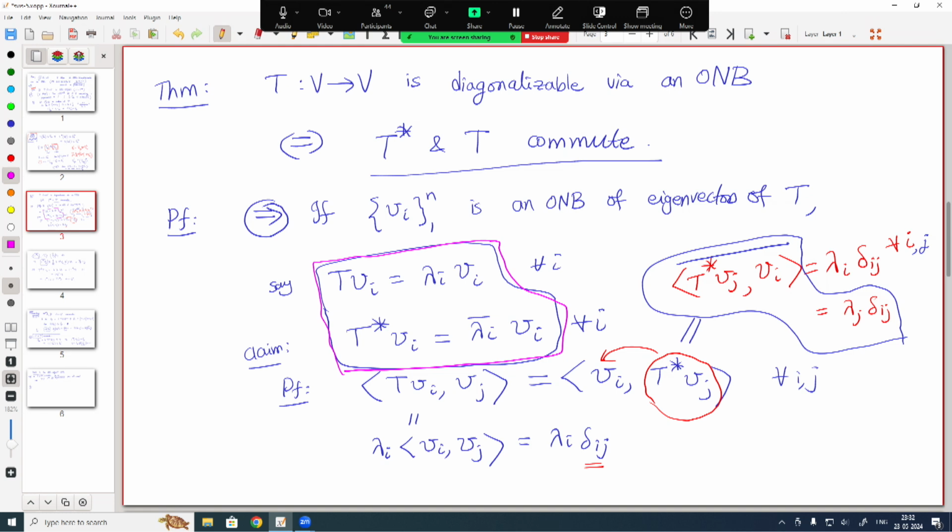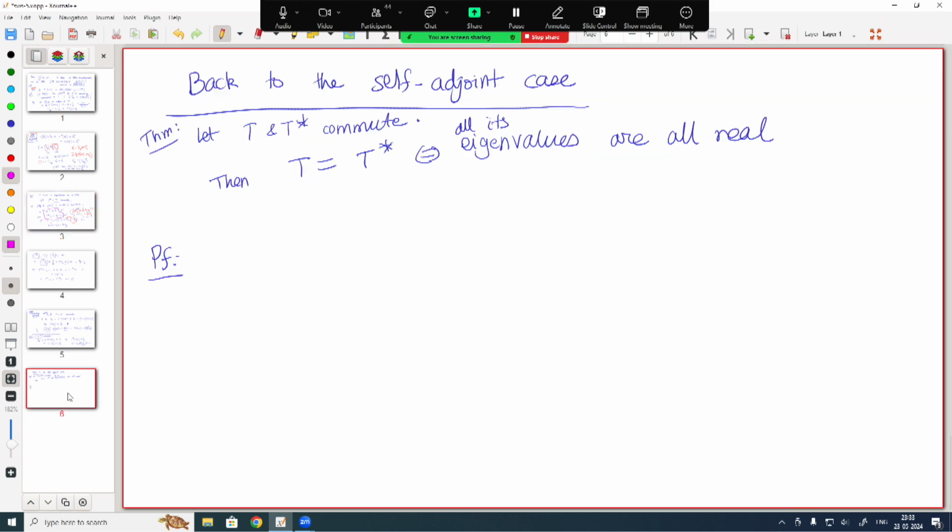Now, when is T equal to T star? Exactly when lambda i bar vi is equal to lambda i vi, which means lambda i is equal to lambda i bar, and the converse is also true. If lambda i is equal to lambda i bar for all i, then of course T is equal to T star. They have the same action on the vectors vi. Okay. So, it is just this little box here, so that is the proof.